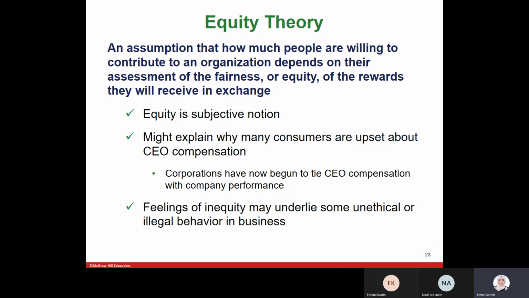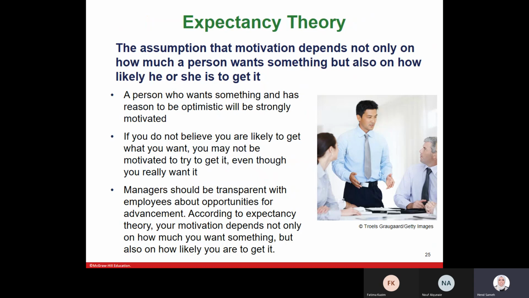So let me tell you, for example, not the equity theory, I'll come back to the equity theory. Let me give you an example about expectancy theory. Expectancy theory comes from the word expectations. What is expectancy theory? This theory assumes that if the employee feels motivated toward a specific position or a specific job, as long as he is likely to have it, he will be motivated to have it.